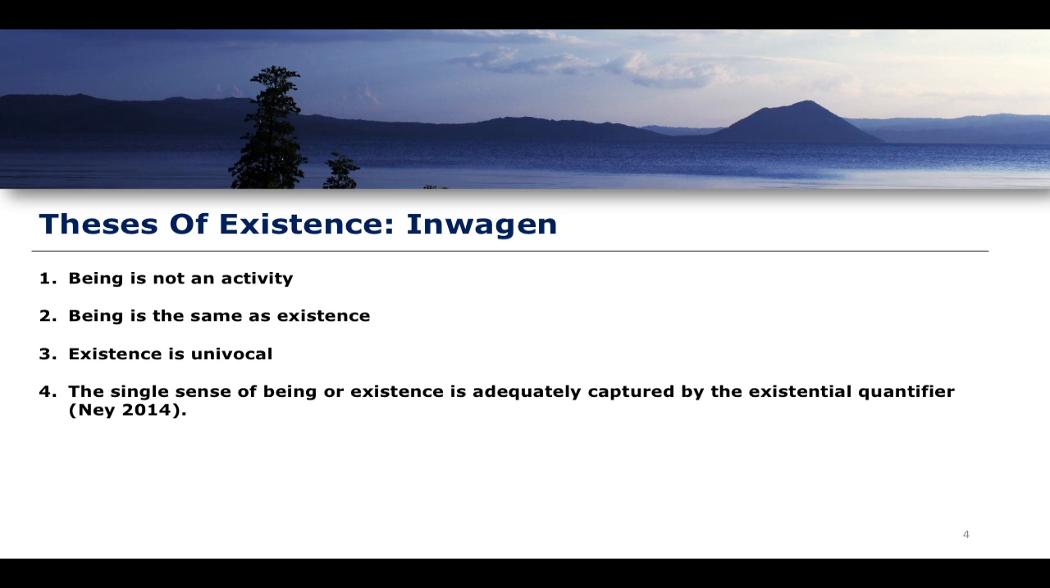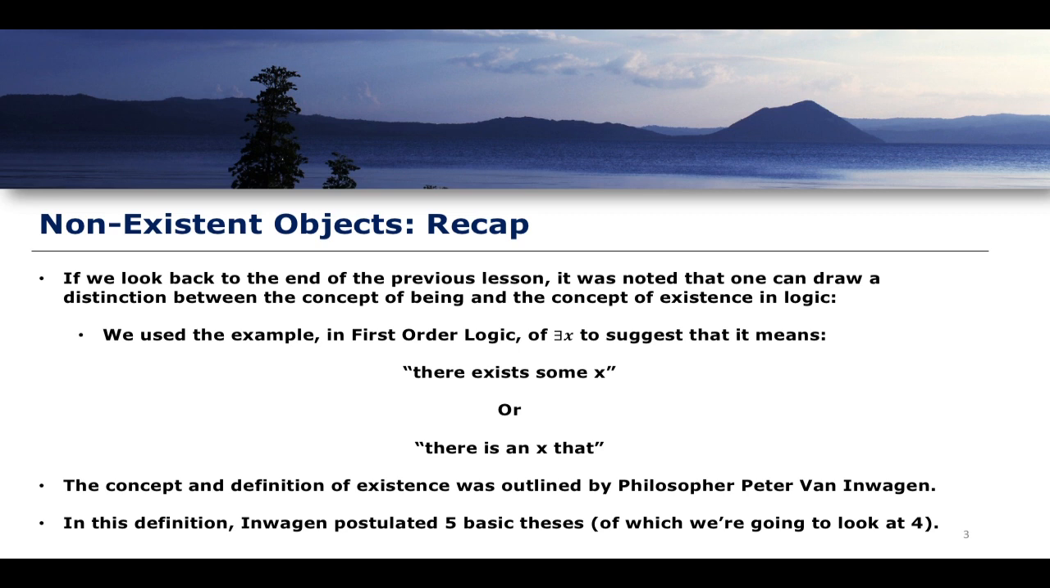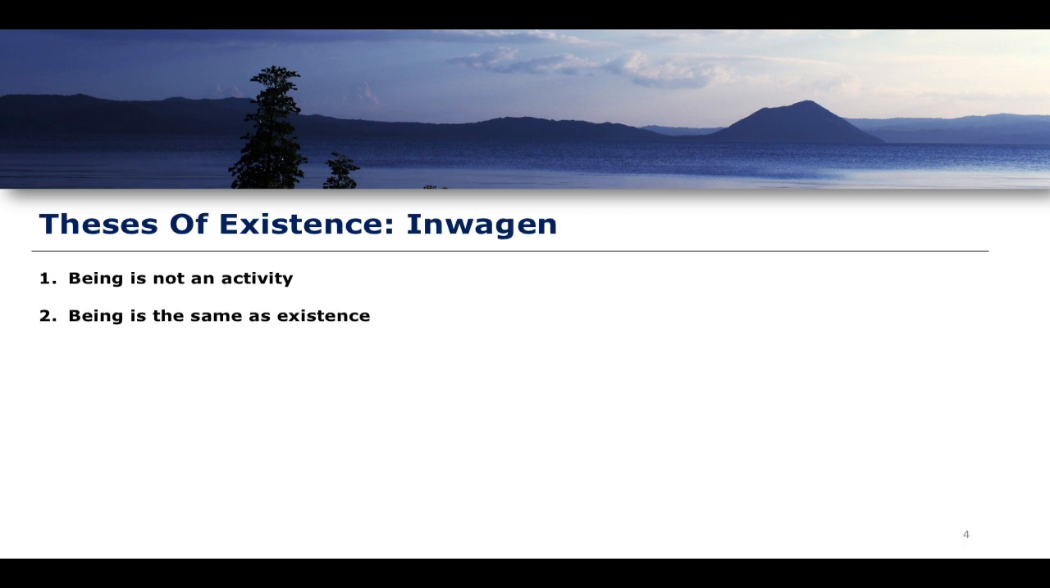so the idea that being and existence are essentially the same thing, and that being and existence are not activities, they are characteristics, if you will, you can adequately capture and explain the nature of being or existence in the existential quantifier within first order logic, which we looked at in the previous slide, i.e. the reversed little e that we see here that says there is some x, there exists some x.